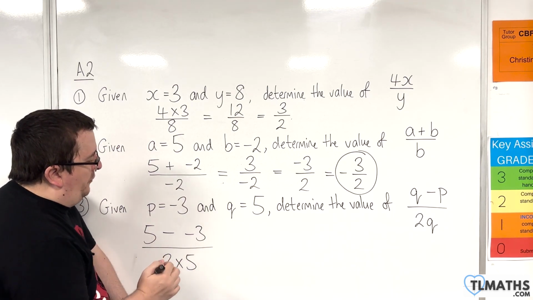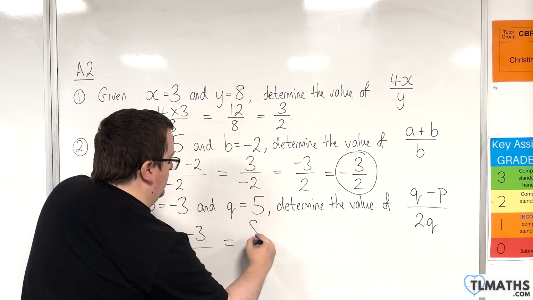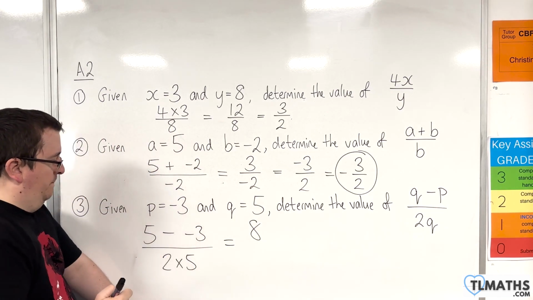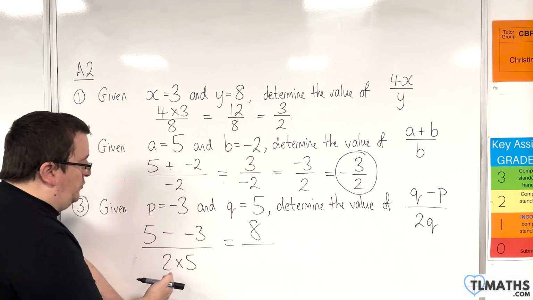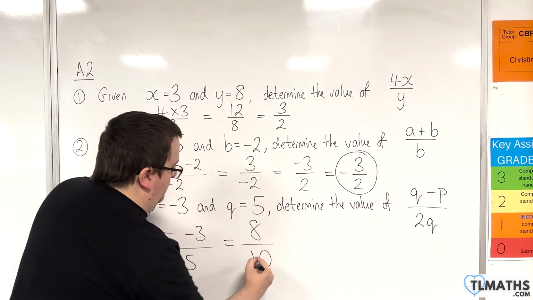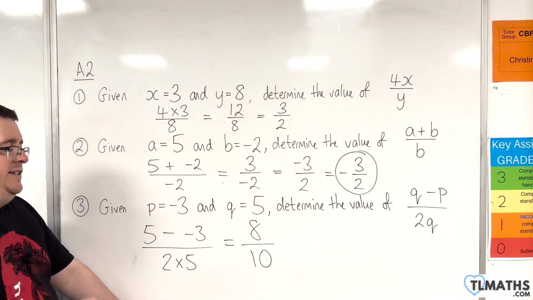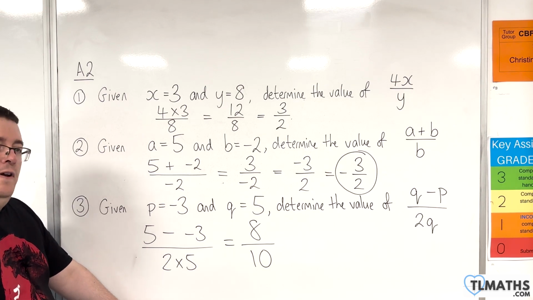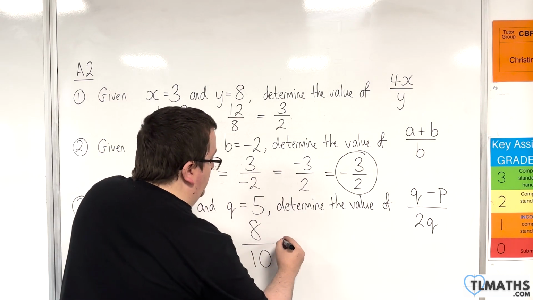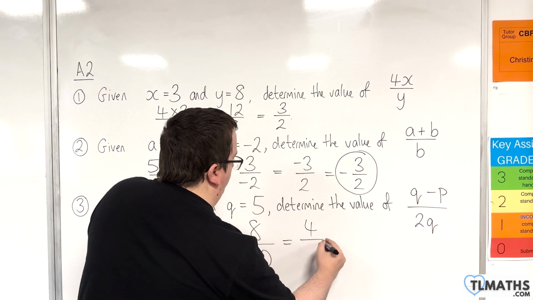5 take away minus 3 is 8, because that's 5 plus 3. And the denominator is 10. 8 and 10 have a common factor of 2, so we can divide top and bottom by 2, and we'll get 4 fifths.